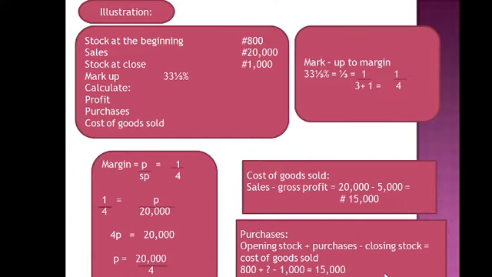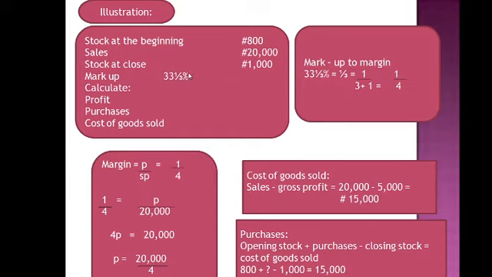Is that clear? Now we have an illustration. This will help us to understand. Sometimes you explain accounting with illustrations so that we understand. The illustration has stock at the beginning 800, sales 20,000, stock at close 1,000. Now these people gave us the markup as 33 1/3 percent.